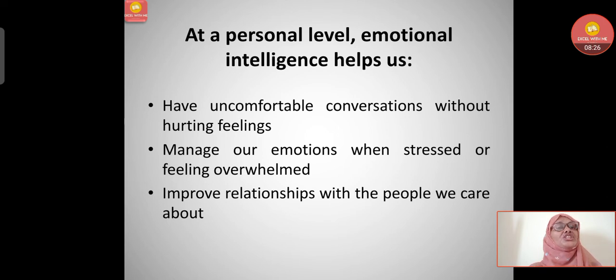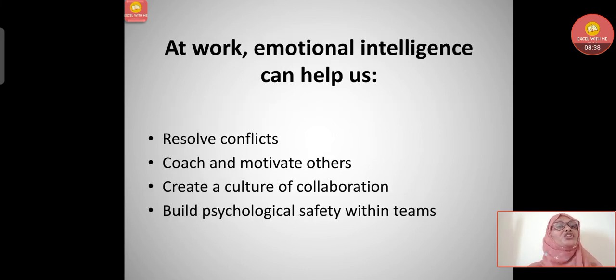Then improve relationships with the people we care about. Obviously, with our emotions only, we can have better relationships with the people who we care about. At work, emotional intelligence can help us resolve conflicts, coach and motivate others, create a culture of collaboration, build psychological safety within teams. Obviously, when we have emotional intelligence at the workplace also, we will never have a conflict with others. We can move smoothly with our work.